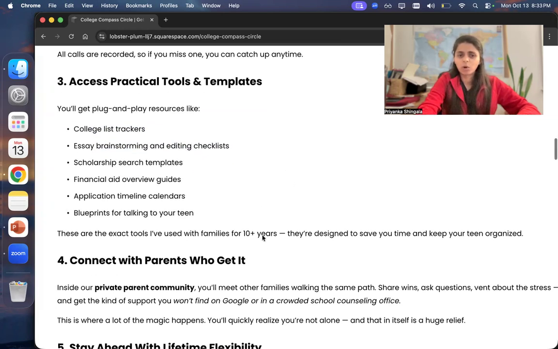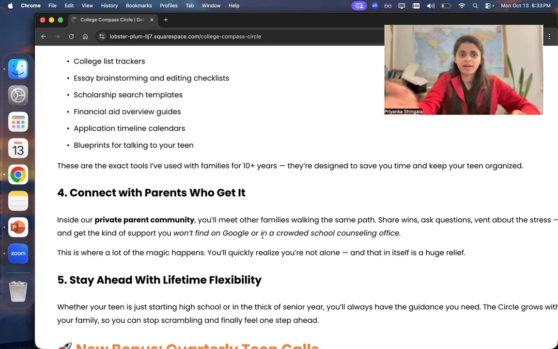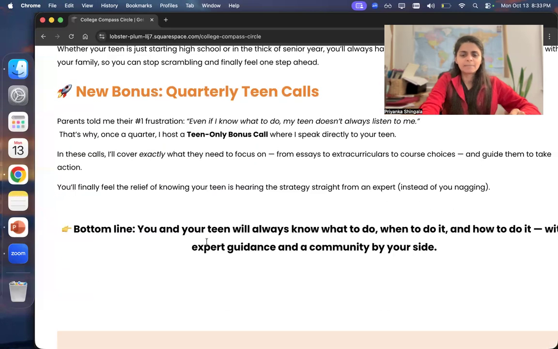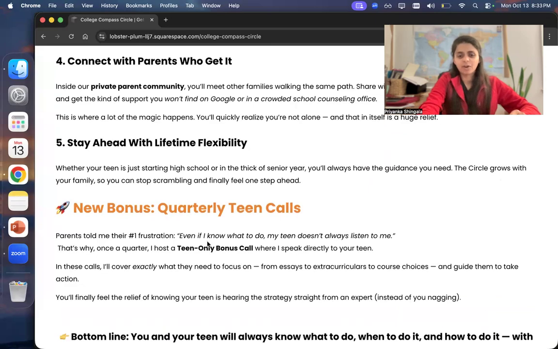Essay brainstorming, we'll work on that, especially with your teens. When we have our teens, we'll have a private parent community. And it's all at a fraction of the cost.